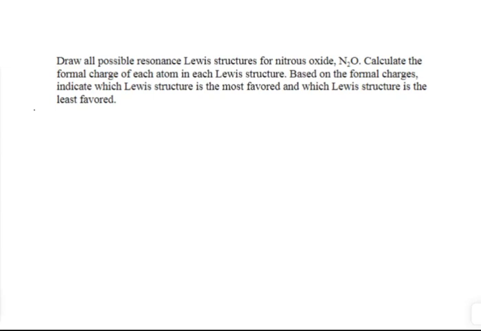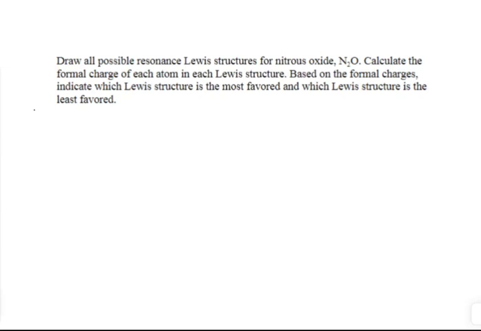It says, draw all the possible resonance Lewis structures for nitrous oxide, N2O. Calculate the formal charge of each atom in the Lewis structure. Based on the formal charges, indicate which Lewis structure is most favored and which Lewis structure is least favored. This comes straight from the AP exam.